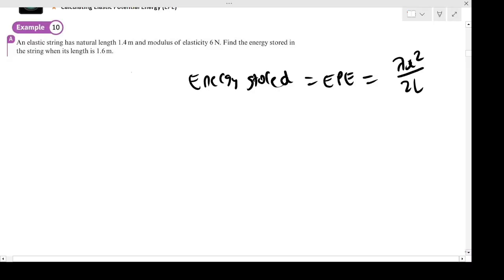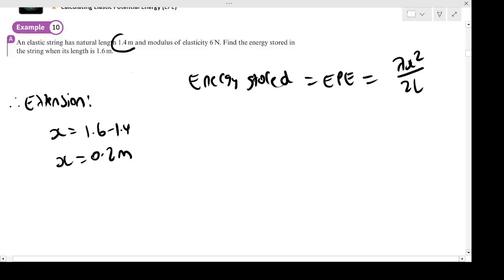Now I know the natural length is 1.4. So what's happening is the length of the string is 1.6. So the original length is 1.4 and then it's extended to 1.6. So it's a stretch we're dealing with. So therefore the extension, that's going to be x, how much it's extended by. Well, that's going to be 1.6 take away 1.4, which is 0.2. Hopefully you're with me here. So if the original length is 1.4, then it goes to 1.6. Clearly it's been extended by 0.2. So now we can work out this here.